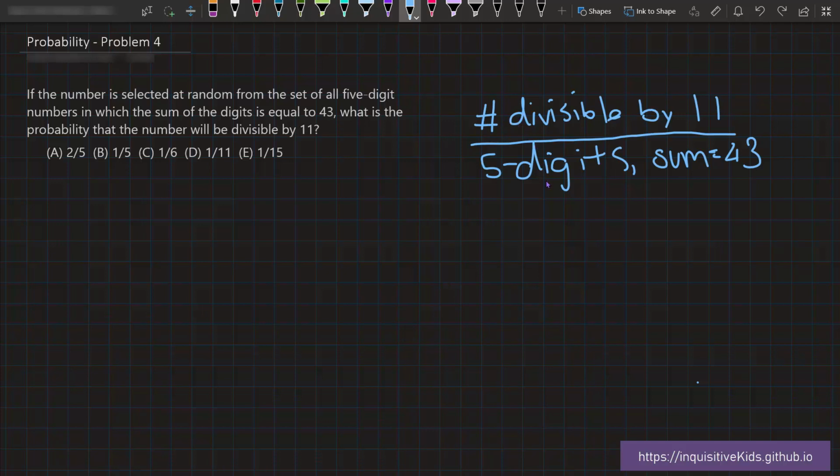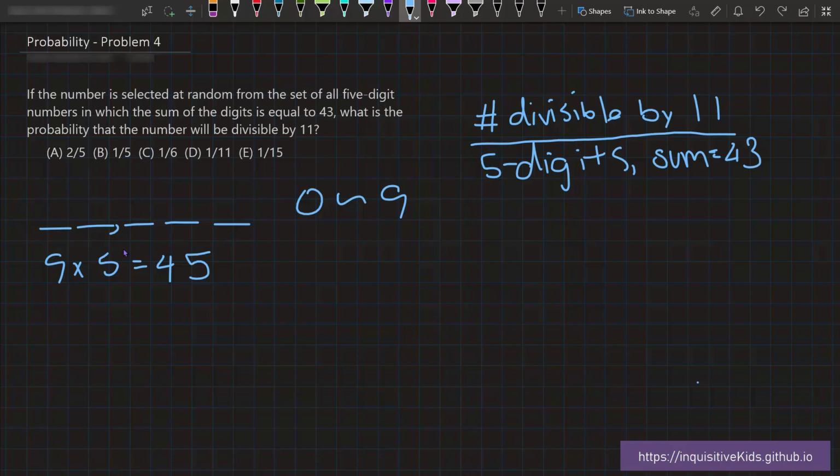Let's first start by looking at the total number of outcomes, which is how many 5-digit numbers have a digit sum of 43. So there's a 5-digit number, right? And we know that the digits range from 0 to 9, the biggest digit is 9. And if all of these digits were 9s, 9 times 5 is equal to 45. So just exceeding 43. And we want to take 2 away from this digit sum so that the digit sum of the actual 5-digit number is equal to 43.